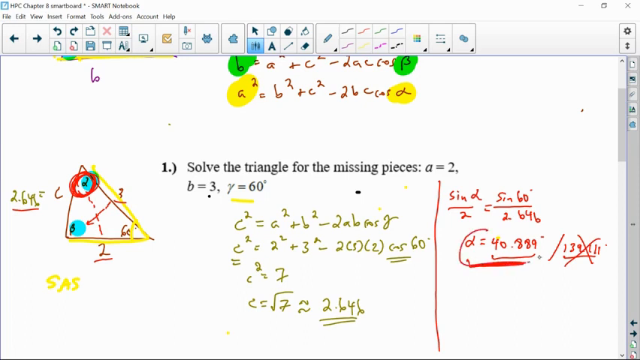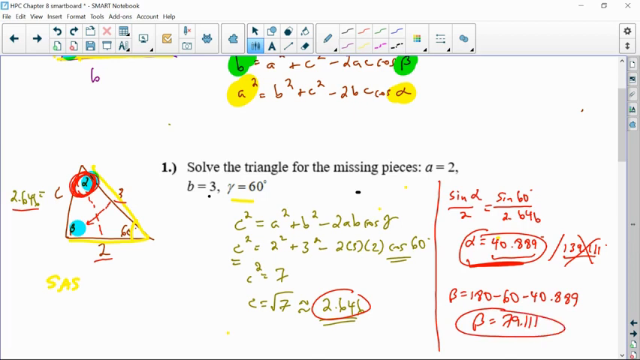And so once you know that angle and we know this side, the only missing piece is beta, and we can get beta by subtracting 180 minus the given 60 minus the 40.889. So 180 minus 60 minus 40.889, and we get 79.111. Excellent. Okay, so there's our 3 missing pieces.